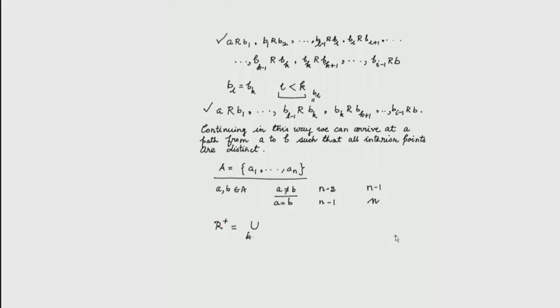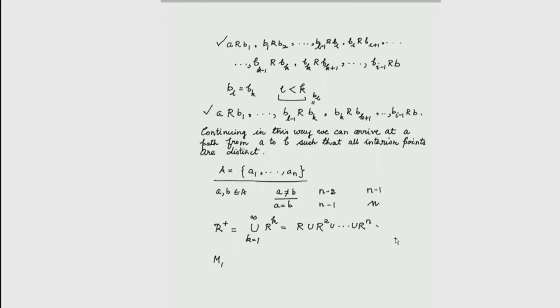So, in this case, if we have two elements, if they are at all related by some r raised to the power I, they are related by some r raised to the power j, where j is less than or equal to n and greater than or equal to 1. Therefore, r plus, which is union k equal to 1 to infinity r raised to the power k, is simply the union of a finite set of relations.